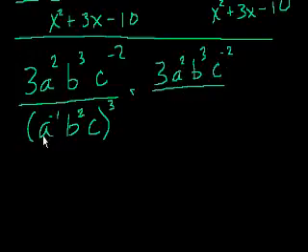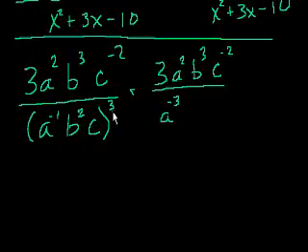All of that is a to the negative 1 b squared c to the third power. That's each of these items to the third power. So a to the minus 1 to the third power. You can multiply the exponents. So that becomes a to the minus 3. I just took the negative 1 times the 3.